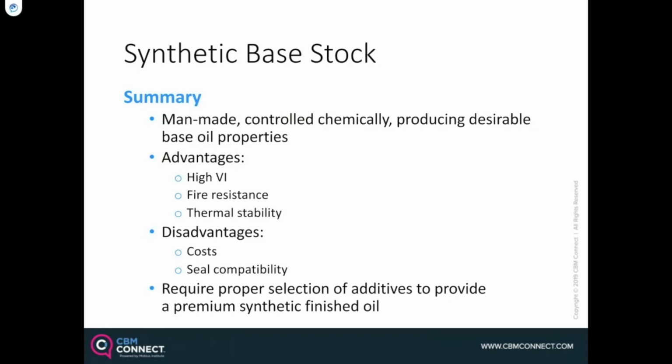Then there's cost, and we'll look at some of the costs relative to one another, but it goes up. The cost of synthetics is naturally higher, and there are some problems with seal compatibility, particularly with the PAOs. Most seals, when PAOs and synthetics were being introduced, were designed to be optimal for use with mineral oils. There are seals that work fine with the synthetics, but you need to pay attention to that. So both of these fluids, mineral and synthetics, require the proper selection of additives to provide a premier product.